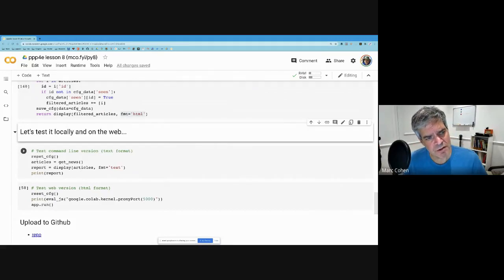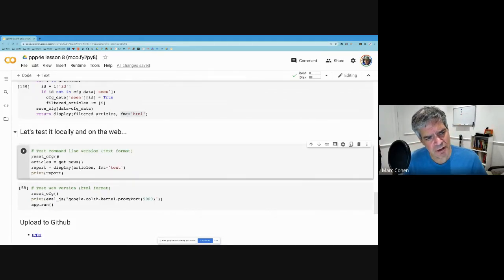And first we're going to reset the config. We'll say get news with whatever we've loaded it up with. I think the default config is the Guardian, one site, the Guardian, and one topic, tech. So we'll do get news. We'll get the results in this list of articles. And then we'll pass to this display function that list of articles. And we'll say we want it formatted in text format. And we'll get back a string. And then we'll just print the string.